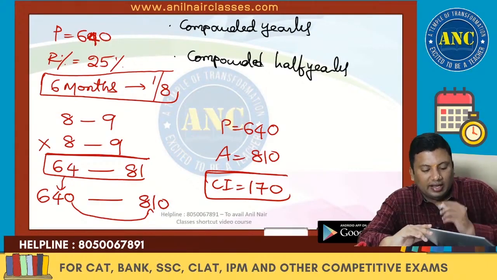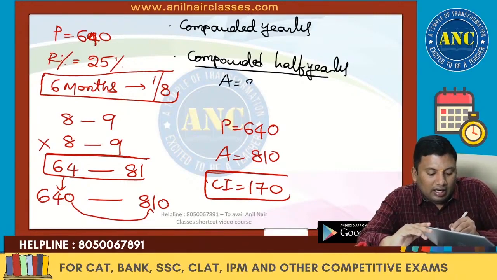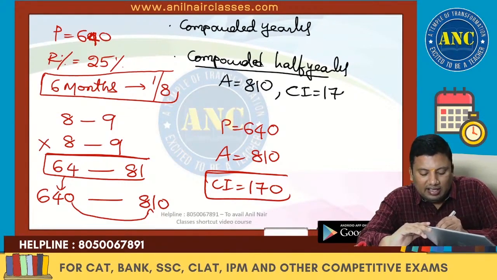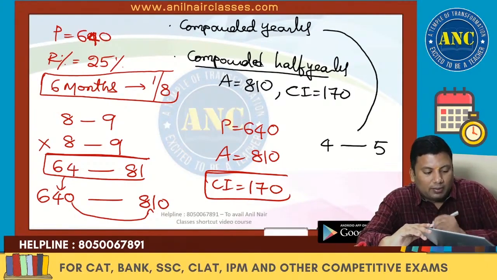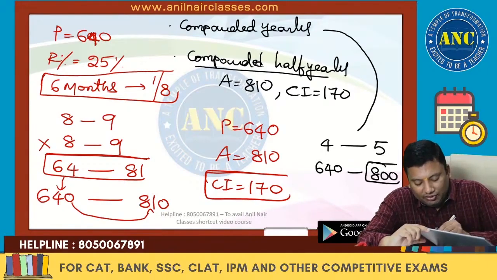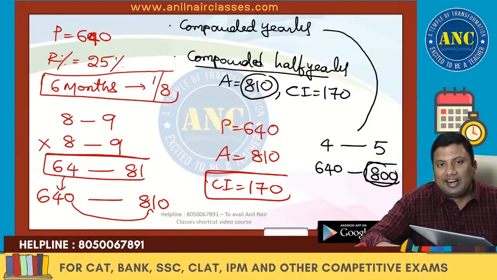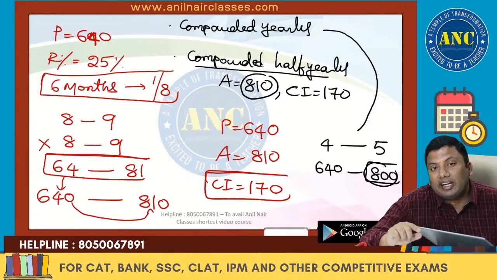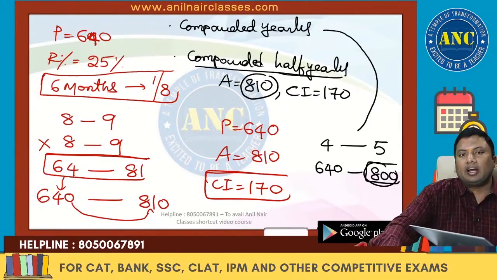If it is compounded half yearly, after the entire 1 year, the amount is 810 and CI is 170. If it is yearly, 4 becomes 5, so this is 640, and this is 800. So if it is yearly, the amount will be 800. But if it is half yearly, the amount will be 810. That means I am getting something extra by making it compounded half yearly.